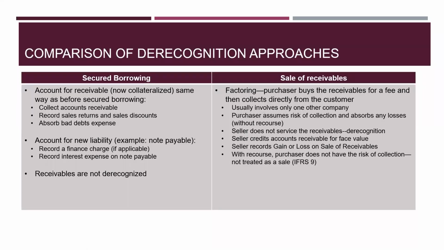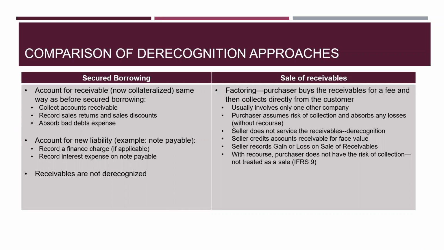So if you're looking at secured borrowing, the accounts receivable is still going to be there on the company's books. They are not going to derecognize the receivable. The receivables are going to be managed the same way. They are going to remind the customers, they will be collecting the receivable, recording the cash. If there is any bad debt, the company will account for that as well. So primarily, the company takes care of everything related to that accounts receivable, just the same way they did before using them as a collateral.